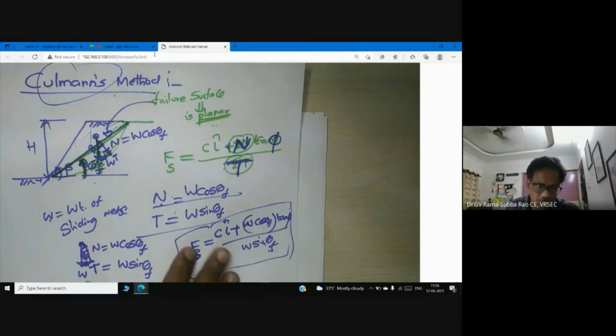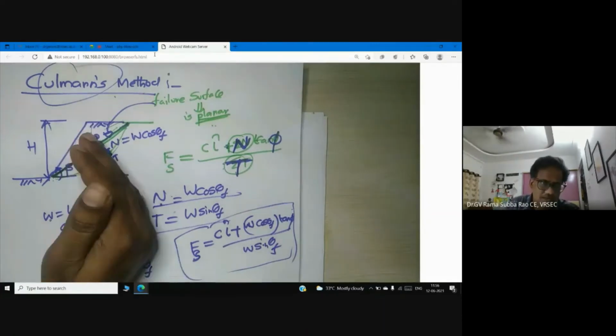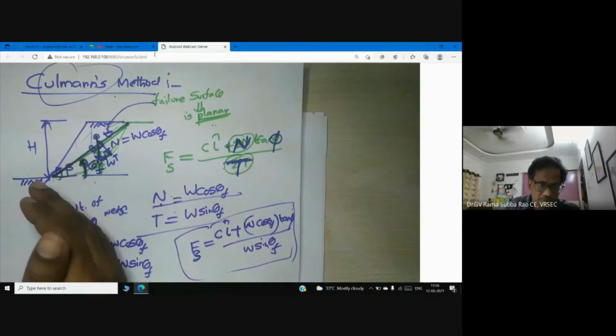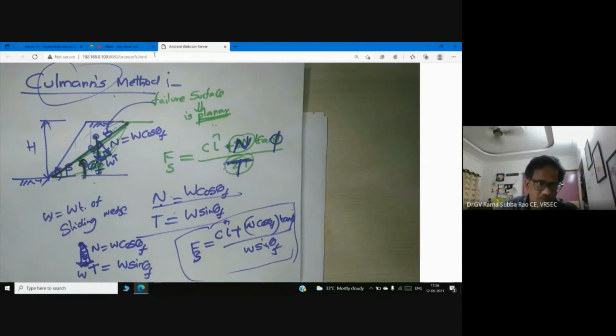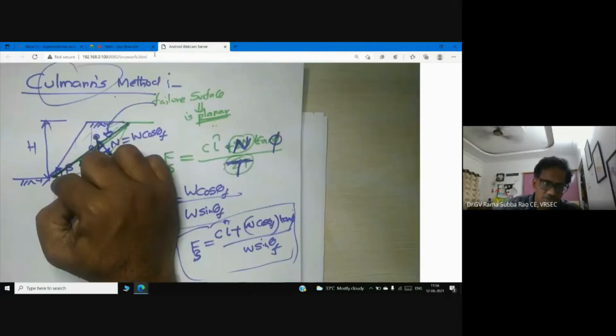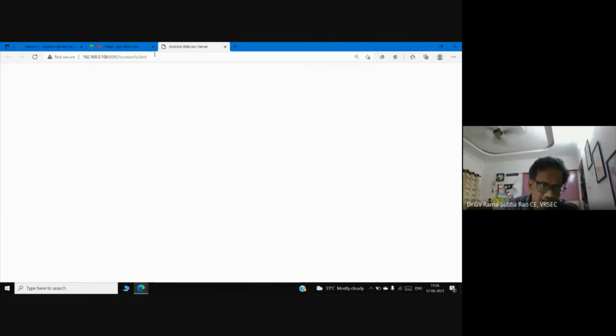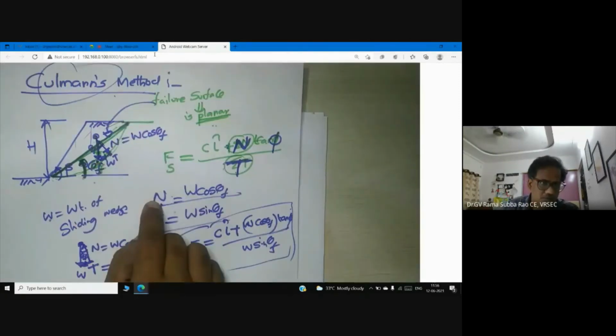So now my question to you is, how to calculate factor of safety? As you know, what is the fundamental difference between Culmann's method and method of slices? Can anyone tell me? The fundamental difference is the way we are treating the failure surface. In Culmann's method, the failure surface is assumed as planar. It is not circular. It is not an arc.